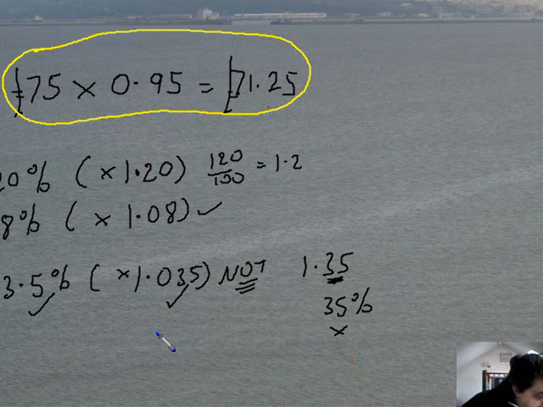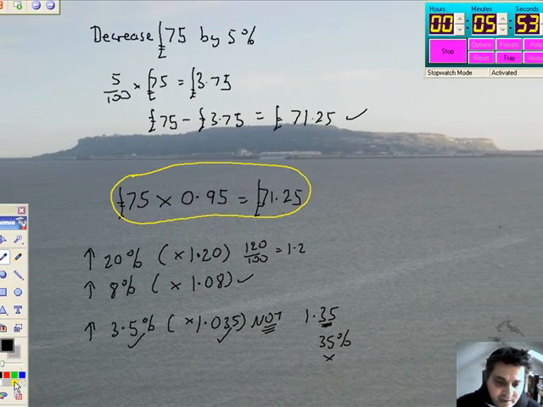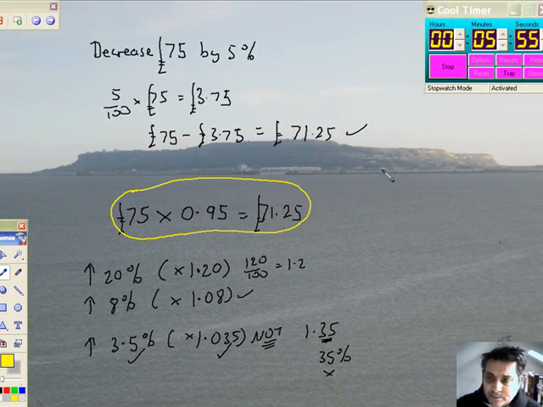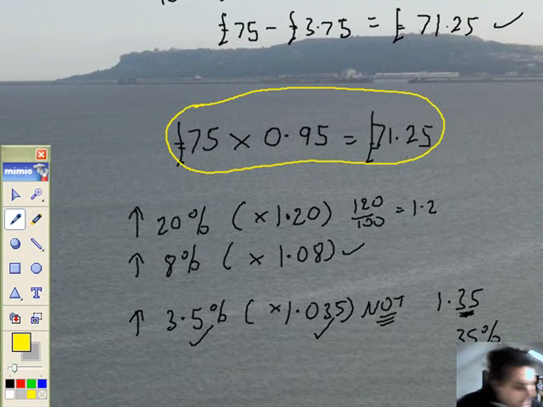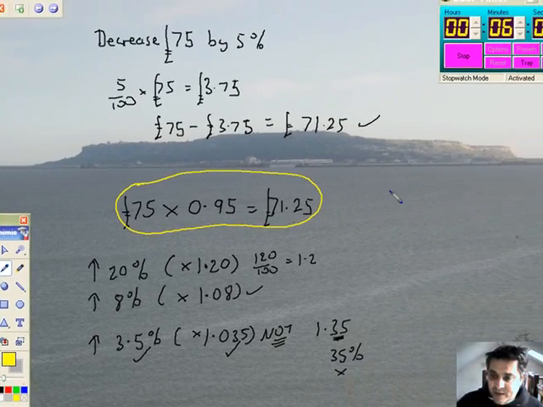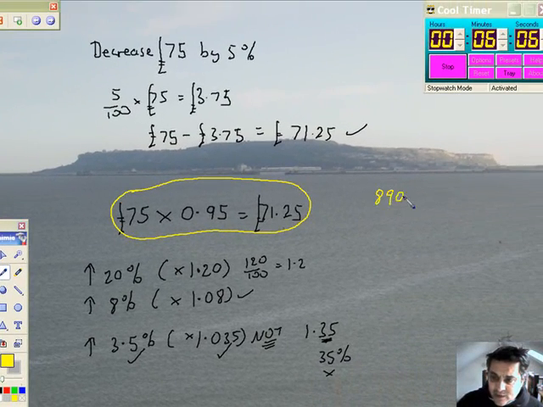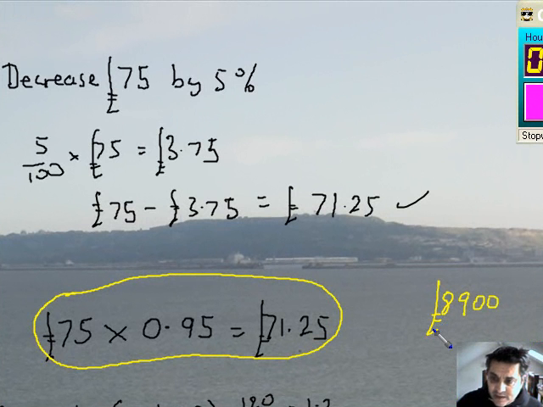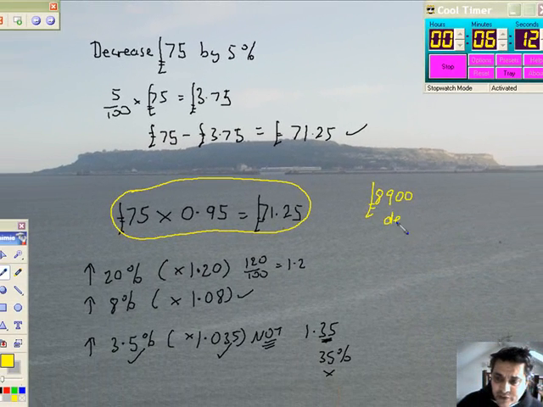Anything else worthwhile? Question 7. I'll do question 7 here, I think. Let's go to yellow. I'm aiming about there somewhere. It's all about Gemma. Gemma bought a car last year for £8,900. So here we go. £8,900. That's a car. It depreciated. Please look at the word depreciated.